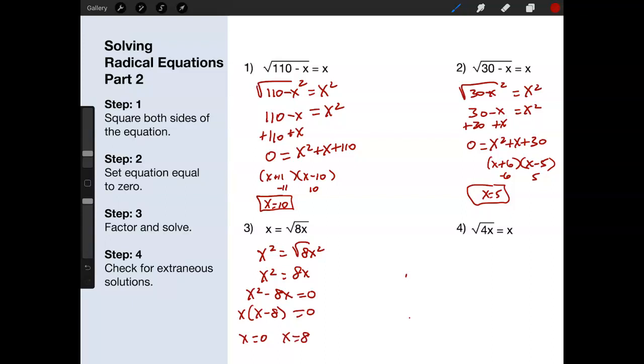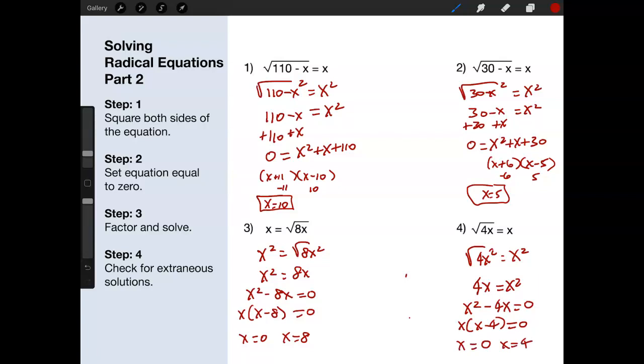And for example number 4, the square root of 4x equals x. Squaring both sides, we have 4x equals x squared. We do x squared minus 4x equals 0. Factor: x times x minus 4 equals 0. And for this problem, we have two solutions where x equals 0 and x equals 4.